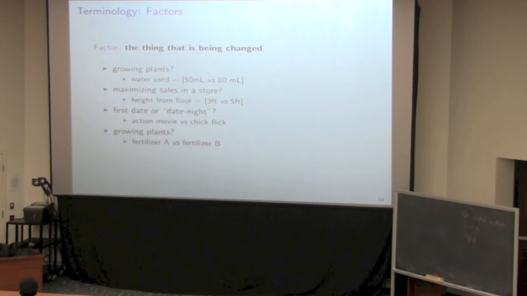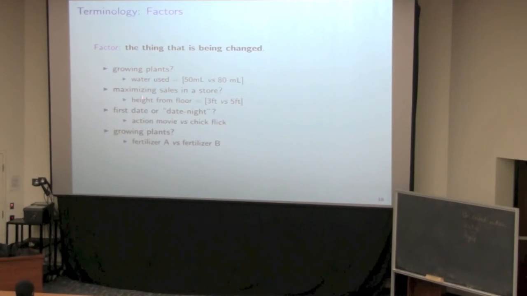factor. You may be doing an experiment where you vary the type of movie you watch on your first date or on a date night, you choose to watch an action movie or a chick flick. Okay, that type of movie is a factor. You might do an experiment where you're growing plants again, you choose one particular type of fertilizer over another type of fertilizer. That is, again, a factor.